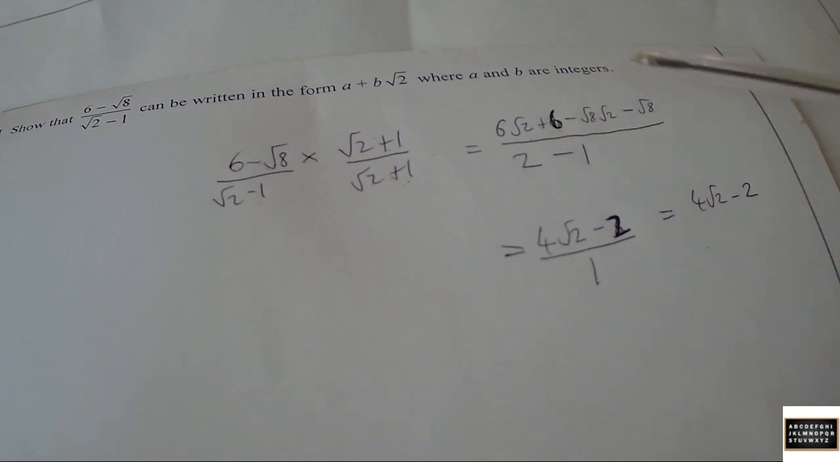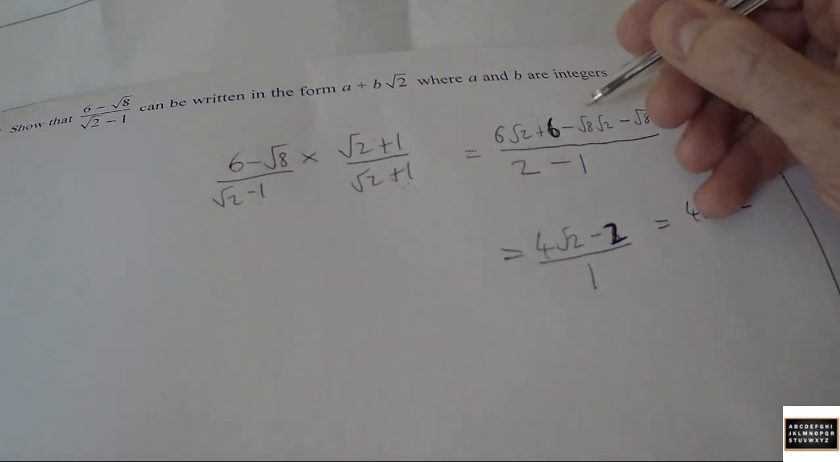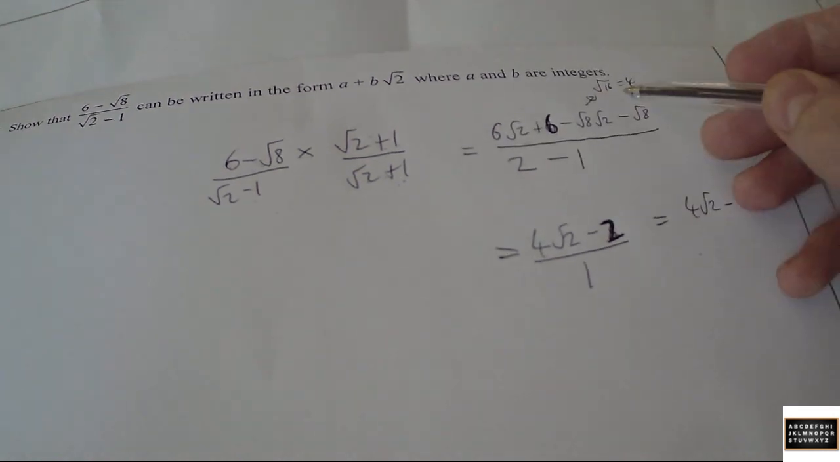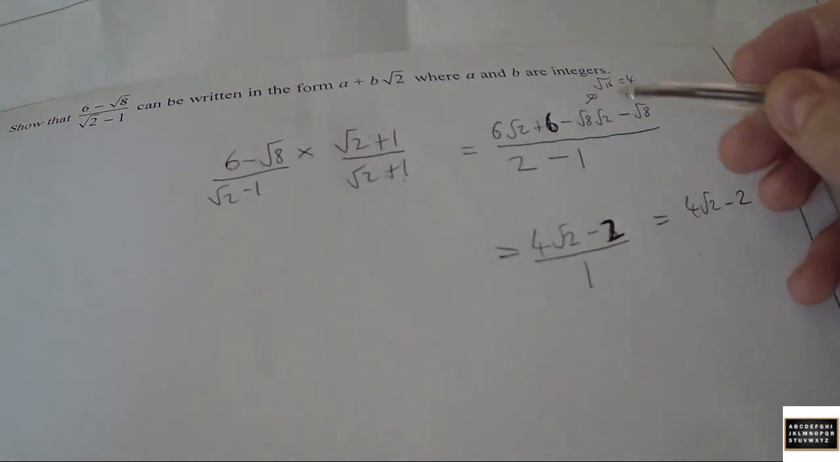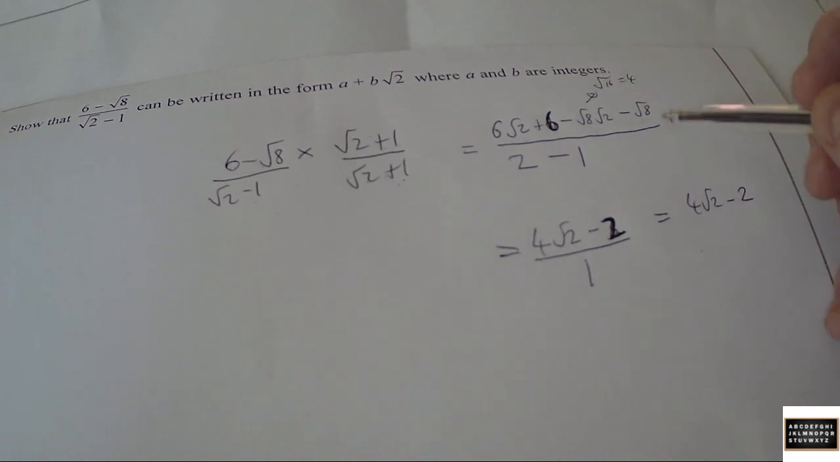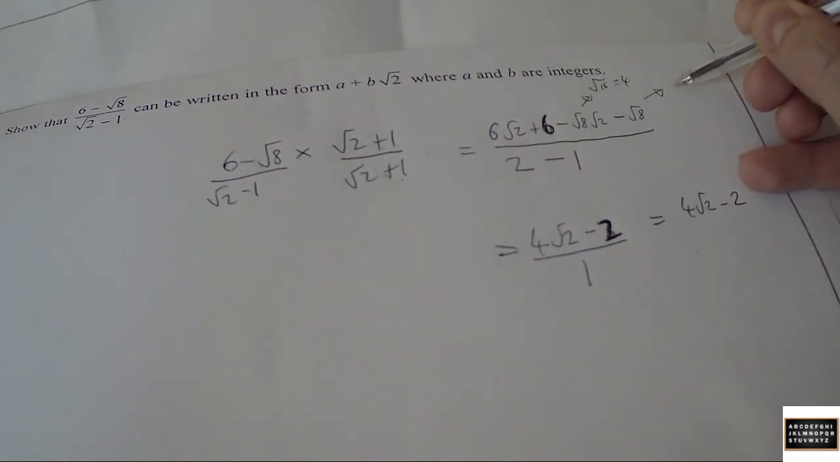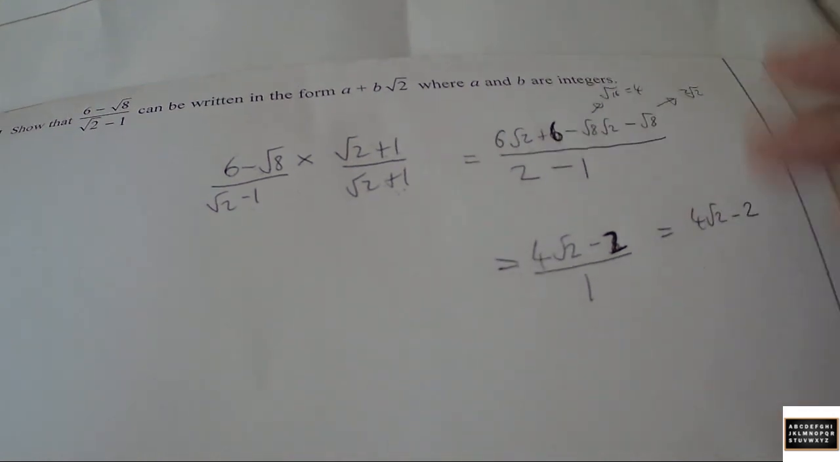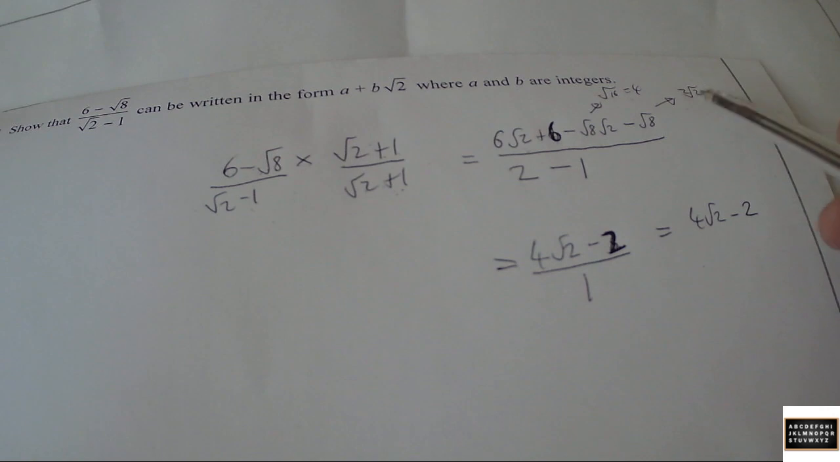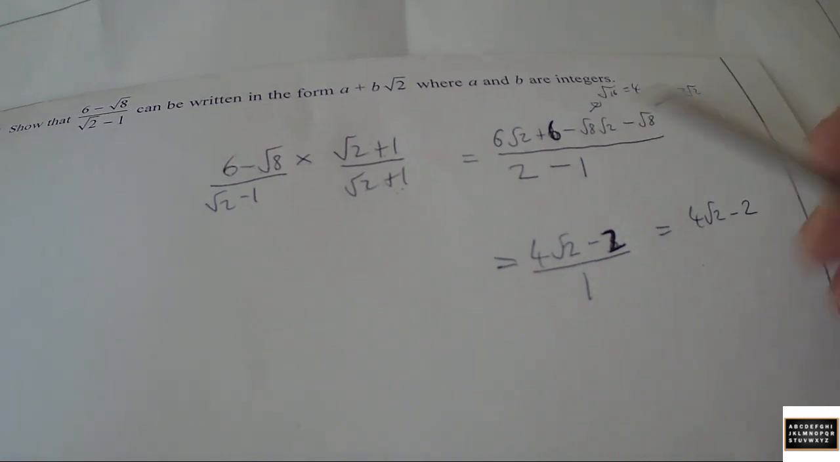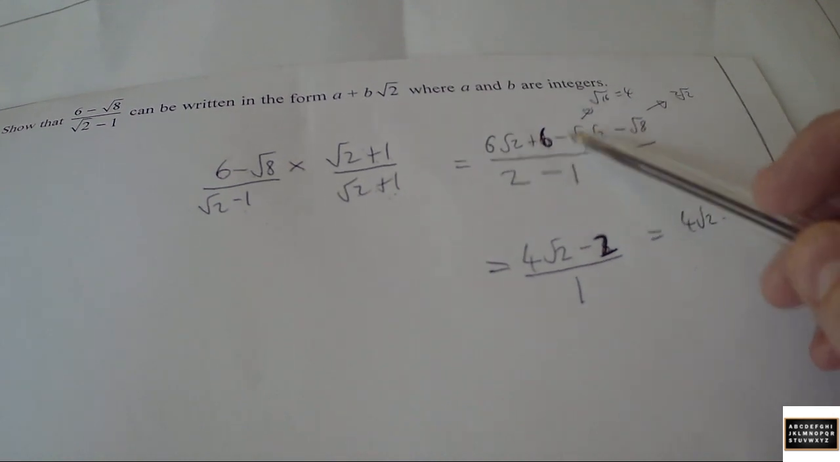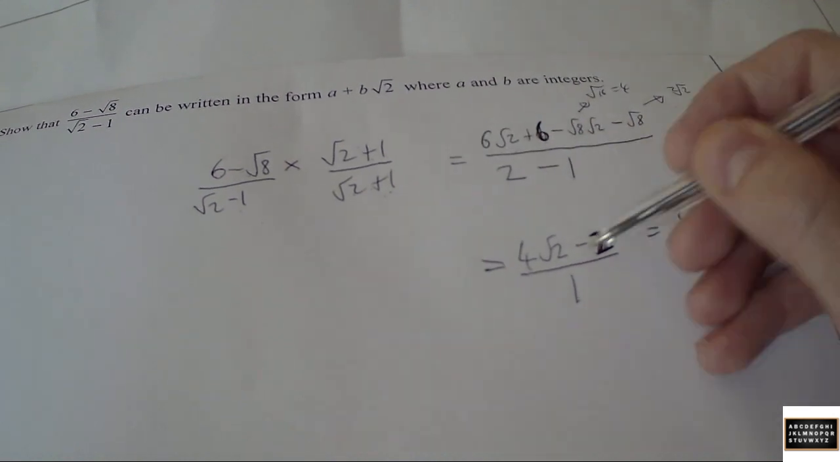I end up with a couple of things I can notice on top. First of all, this here is root 16, so that's just 4. So you can see that happening here. So root 8 times root 2, root 16, that's 4. And then root 8, you might be familiar with, is 2 root 2. That's what root 8 is going to be. So I've got 6 root 2 minus 2 root 2. So minus 2 root 2, that's the 4 root 2. That's where that comes from. And then you've got the 6 here, and then minus the 4. So 6 minus 4 is plus 2, sorry.